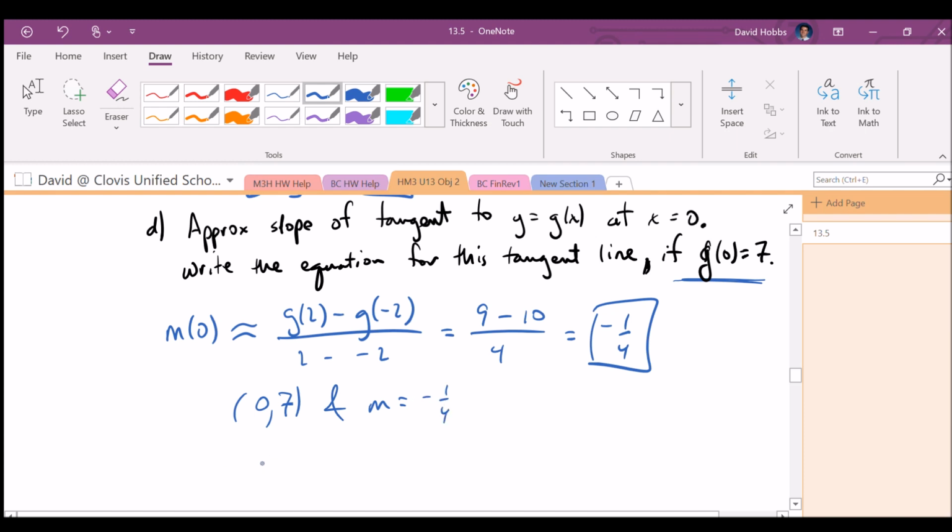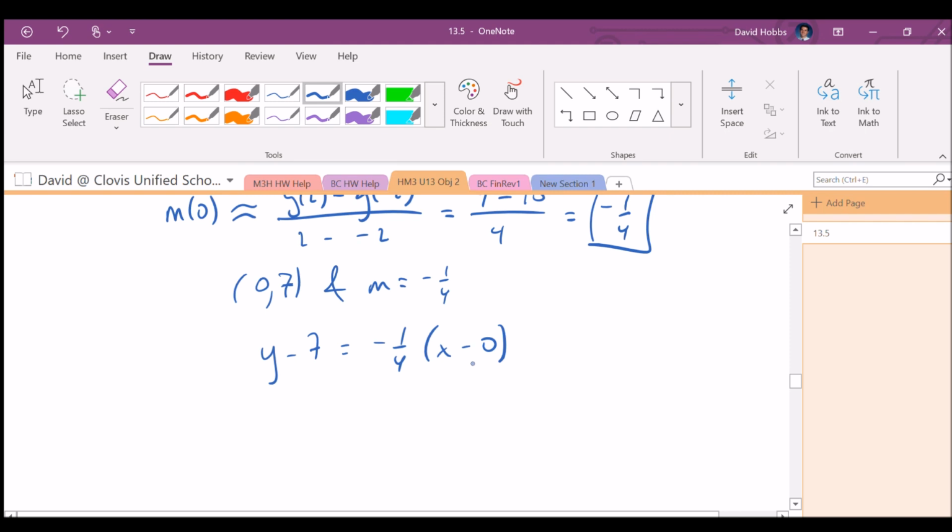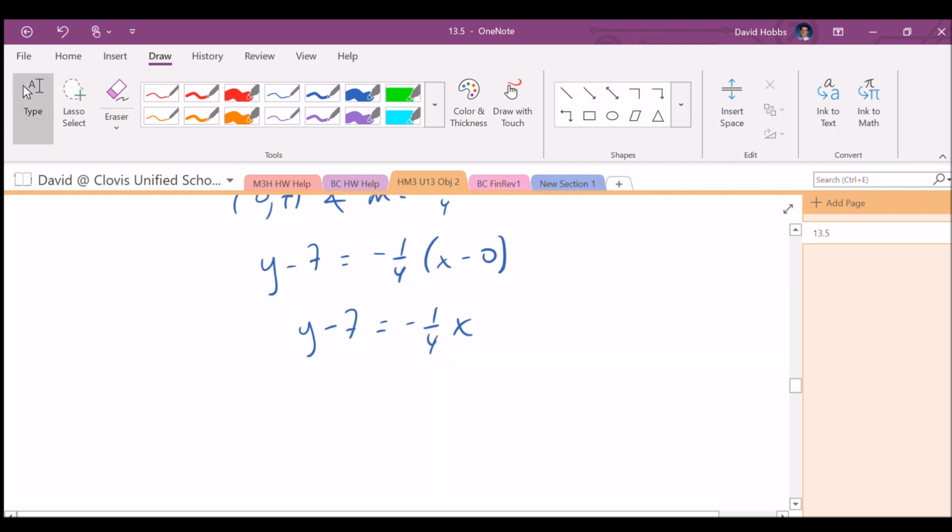And so our equation, y minus 7 equals -1/4 times x minus 0. But remember, we don't leave zeros. So y minus 7 equals -1/4 x. Technically, you could leave it like that, but probably it's kind of nice to go ahead and move that -7 over.